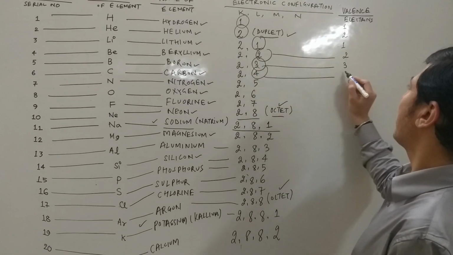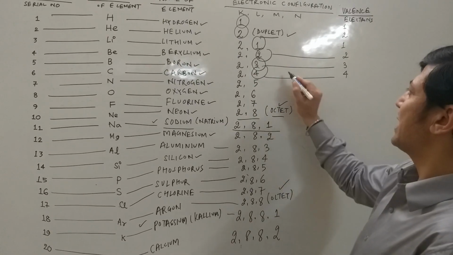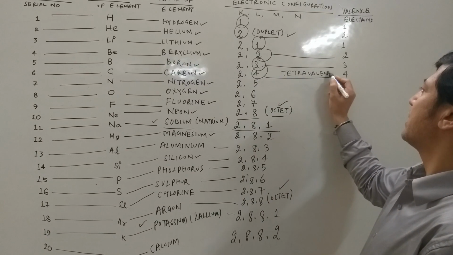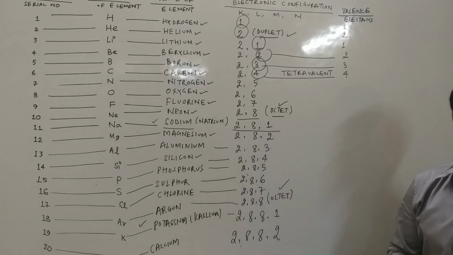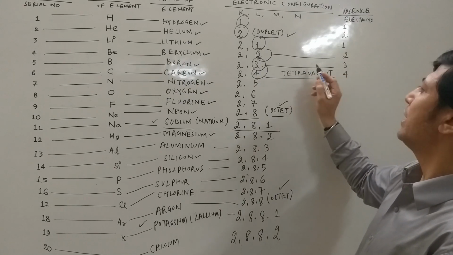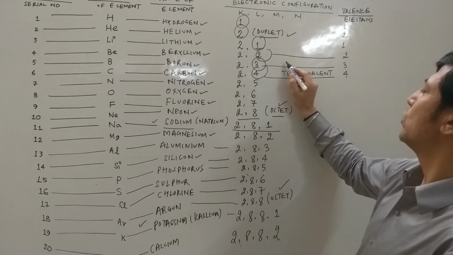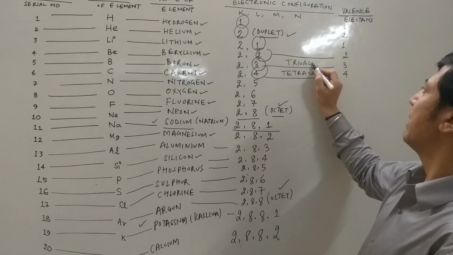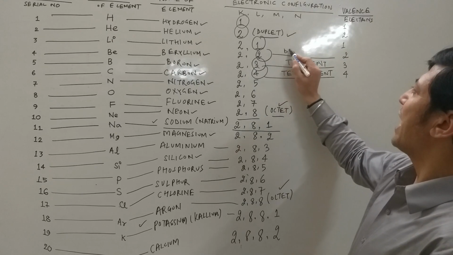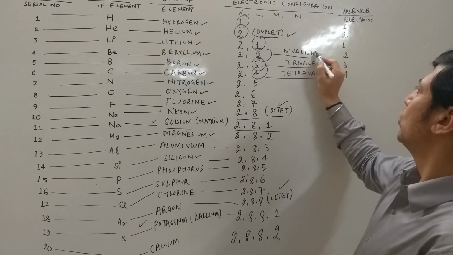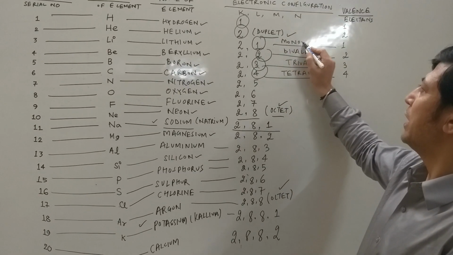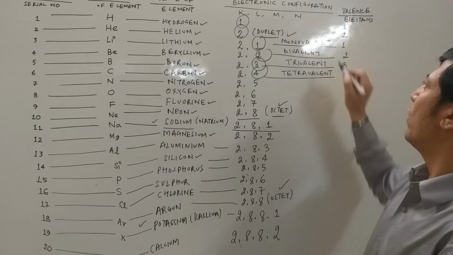For carbon, we have four valence electrons. So we say that the element carbon is tetravalent. Tetravalent means it has a valency 4, right? And similarly, boron is trivalent. It has a valency of 3. Beryllium is divalent, a valency of 2. And lithium is monovalent. Monovalent means it has a valency of 1, right?